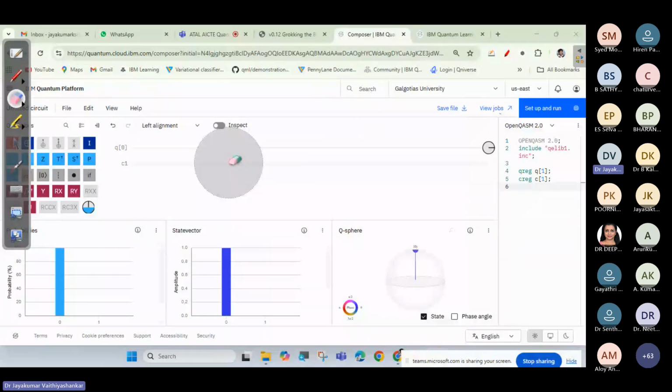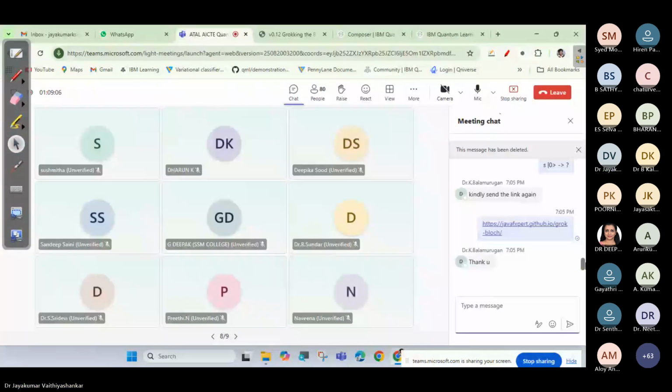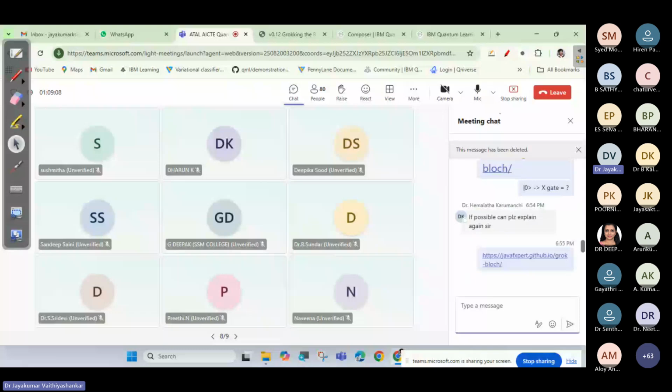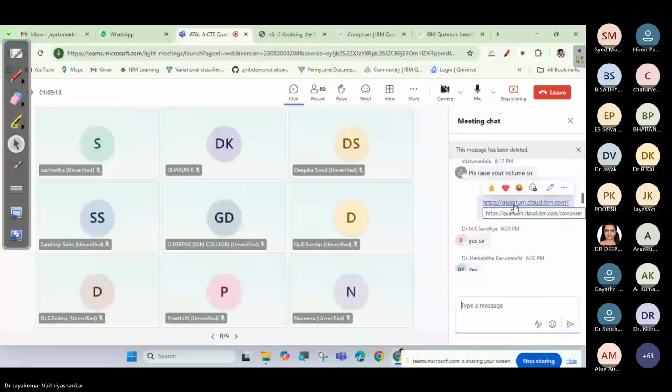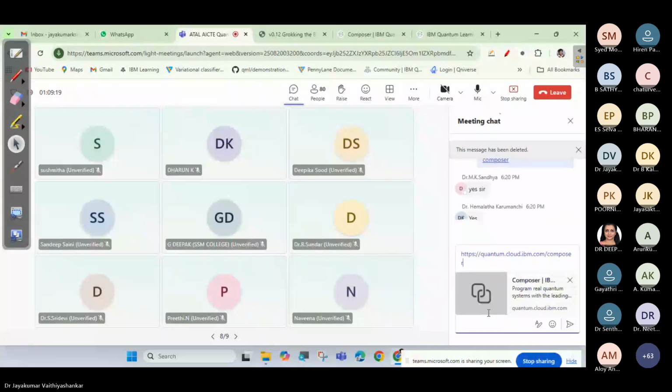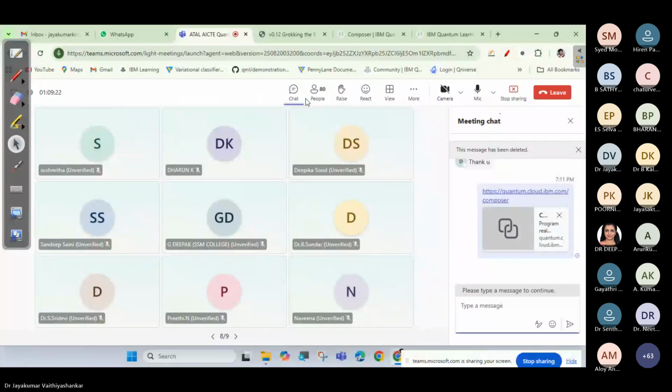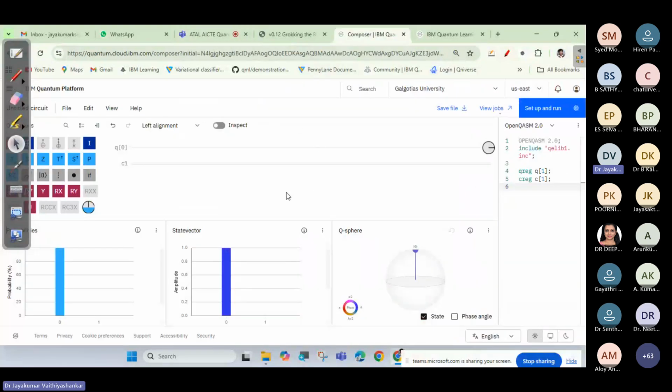So do like this. Go to this composer. I already shared this link with you, so once again I will share it with you. Go to this link, it will lead to this web page. Try to delete 3 qubits and 3 classical bits for simplicity.